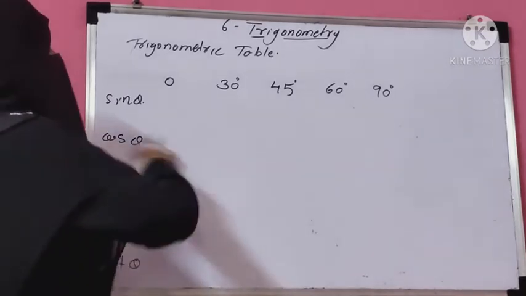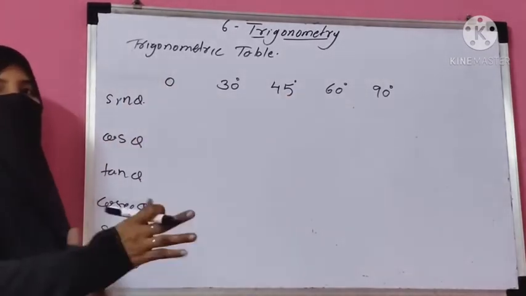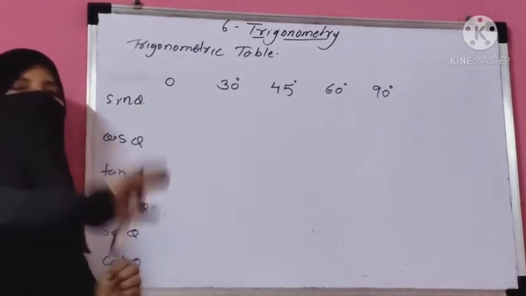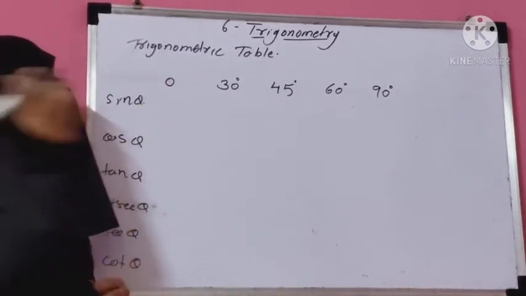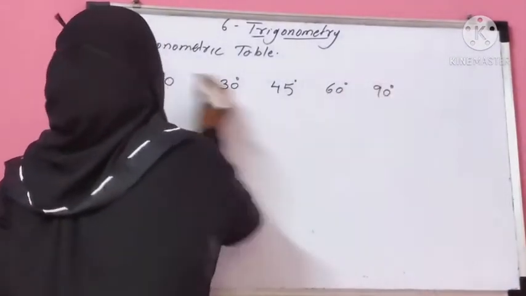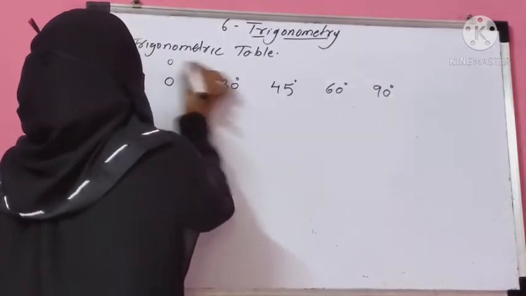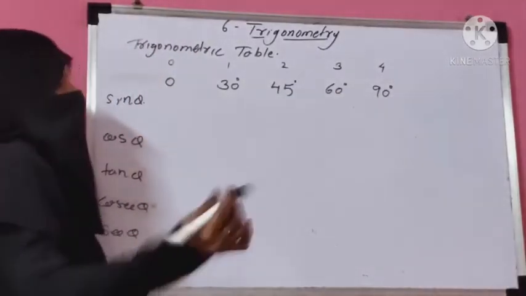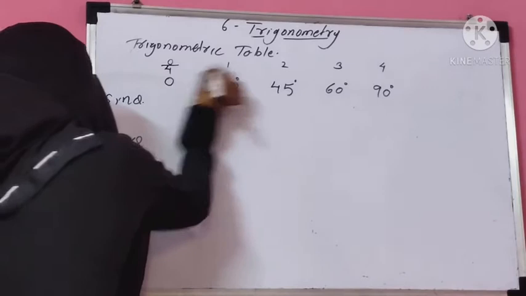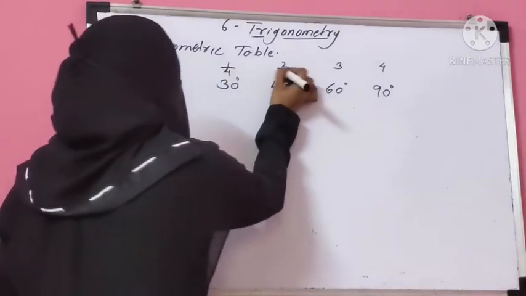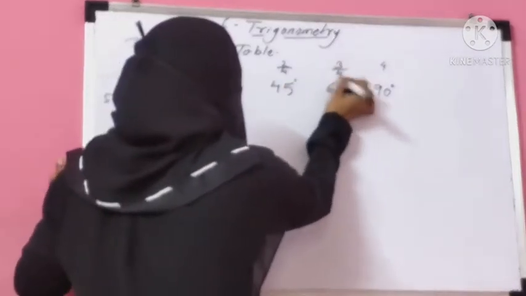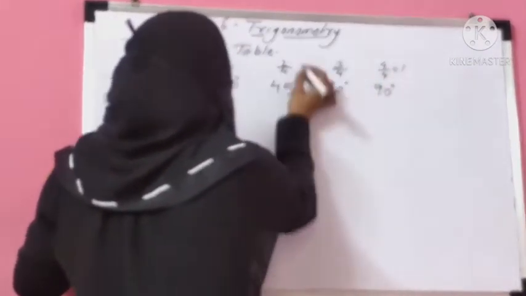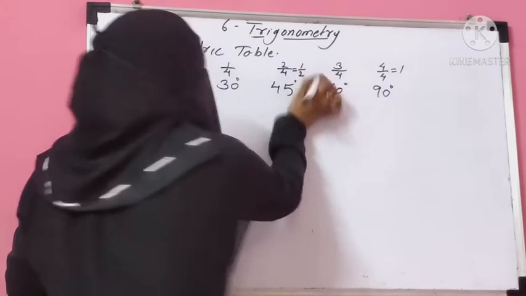Okay. So first of all, play a game. We are going to fill this trigonometric table just by playing one simple game. So first number the angles starting with 0, then 0, 1, 2, 3, 4. Okay. Now divide each number by 4. Then 0 divided by 4, 1 divided by 4, 2 divided by 4, 3 divided by 4, 4 divided by 4. Reduce. 4 upon 4 is 1. 2 upon 4 is 1 upon 2.